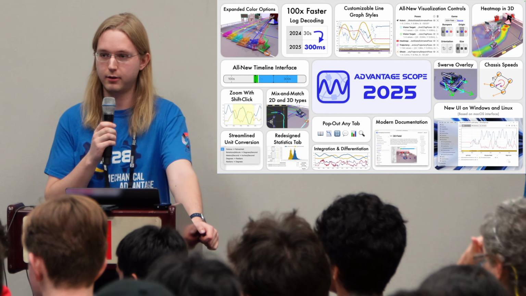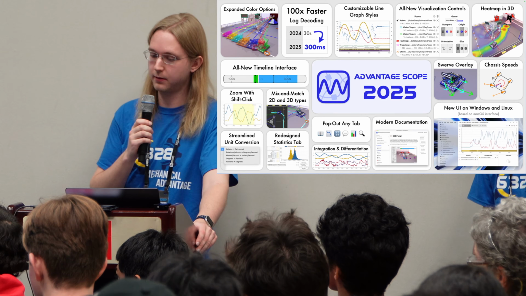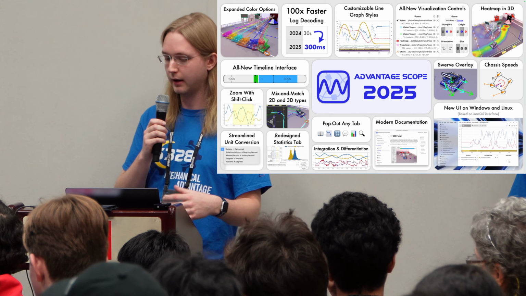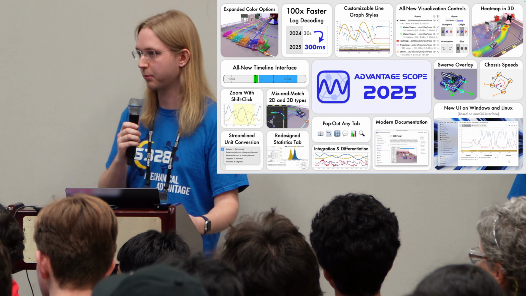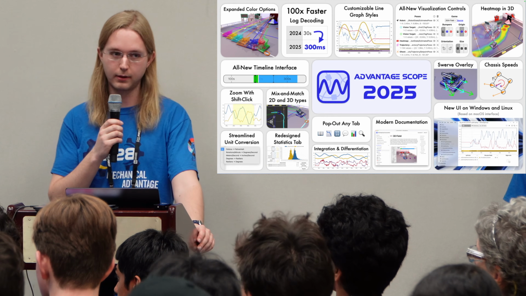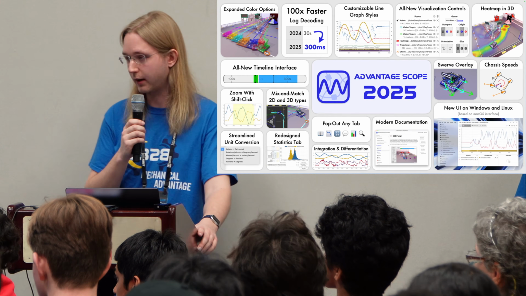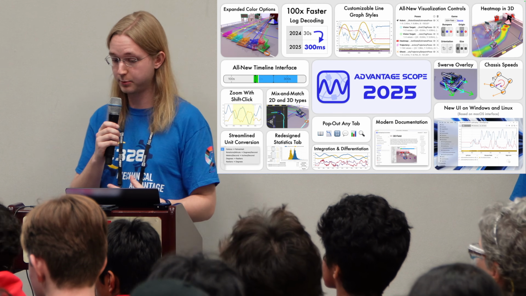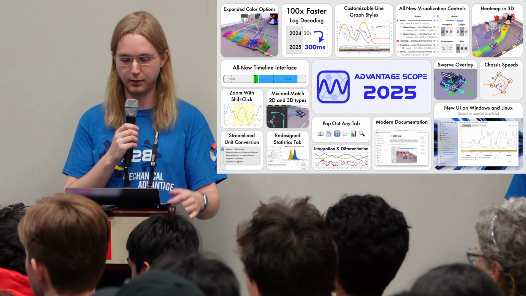A few of the highlights. So we redesigned a good part of the interface from the ground up in order to make the visualization controls more clear, consistent between tabs, and more capable. So you'll find on almost every tab, if you used AdvantageScope in 2024, that there are now new visualization options and object types for nearly every tab.